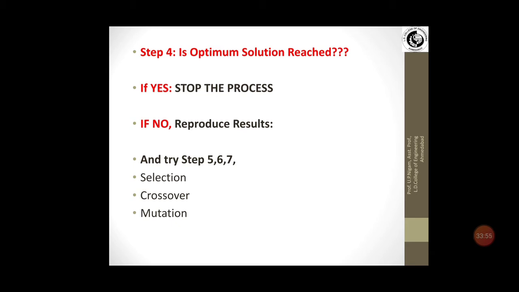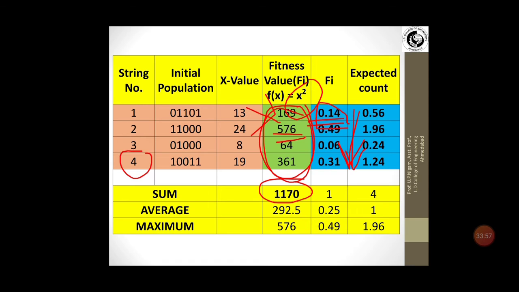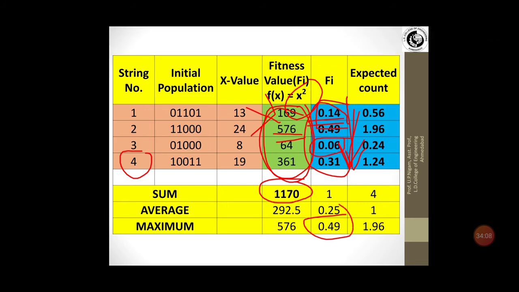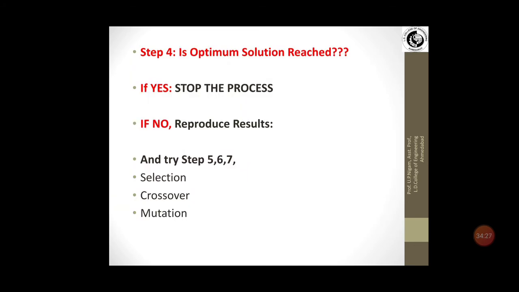Has the optimum solution been reached? We can see here that the fitness values have many variations. The highest is 0.49 and the lowest is 0.06. So we cannot say that the value is fit. For it to be fit, all the strings must be equally distributed and the expected count must be more or less the same. So now we will try to reach an expected count of 1. If yes, we can stop the process, but here it is not like that. We have to go for reproduction.